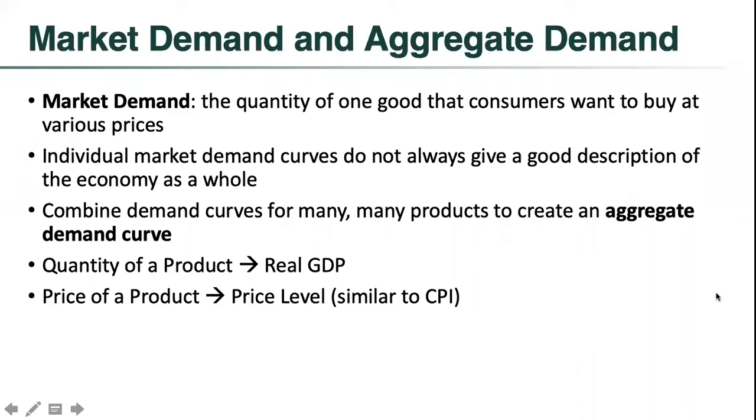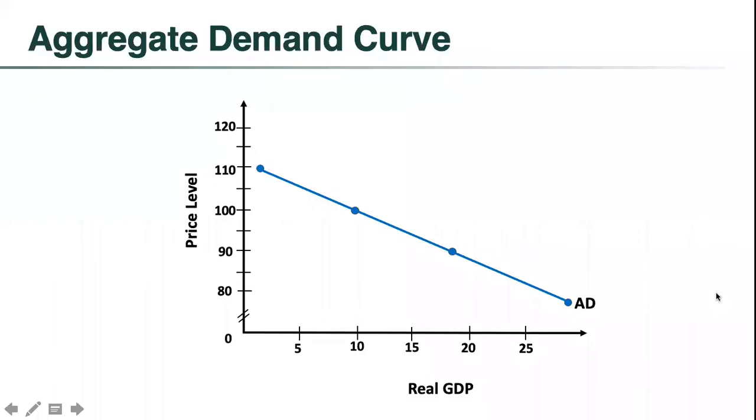Sorry, I'm gonna click through. So it looks like this. Like I said, it's gonna look very similar to market demand. In fact, it looks exactly like market demand. We're just gonna label it AD instead of D. But we do think about it a little bit differently. So like I said, the x-axis is real GDP instead of normally just being quantity, and the y-axis is price level instead of just being price.